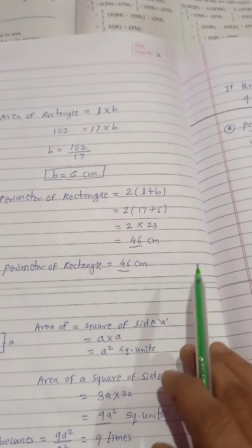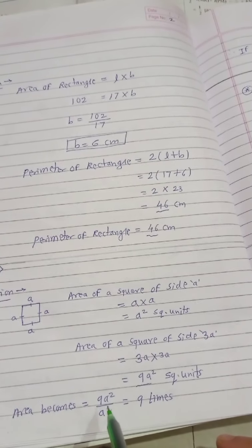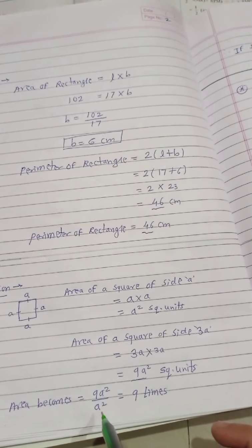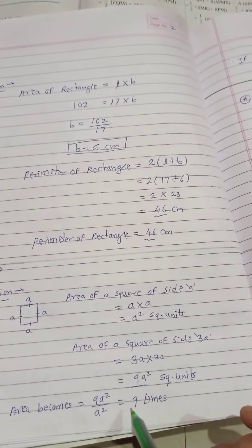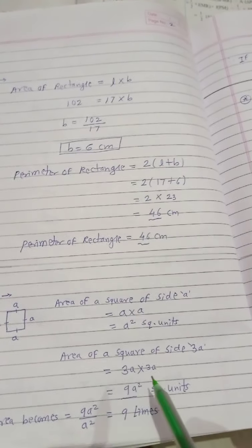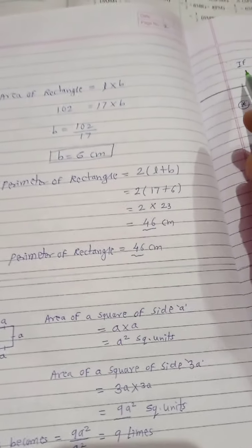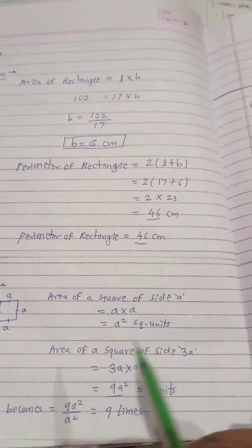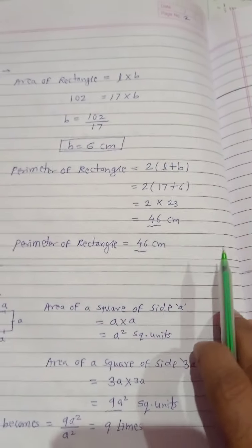That means you want to take the ratio of both areas, 9A square upon A square, because they ask how many times. Here 9A square upon A square comes, and the A square cancels. This indicates that the area of the new square formed will be 9 times the original square. So if the side of a square is tripled, its area becomes 9 times the original square. This is the calculation part, and this way you can solve practice set number 45.